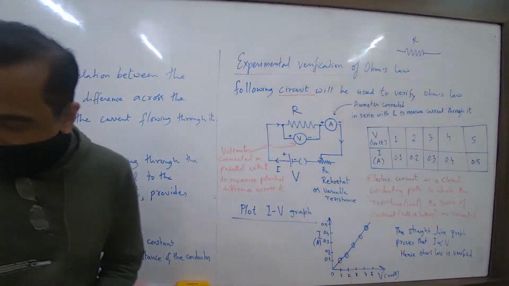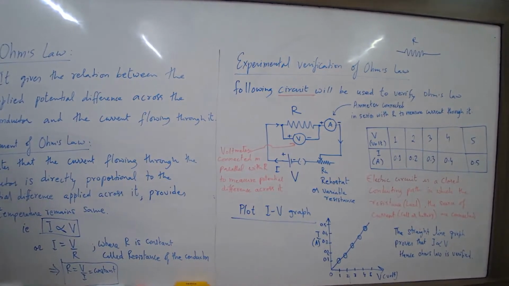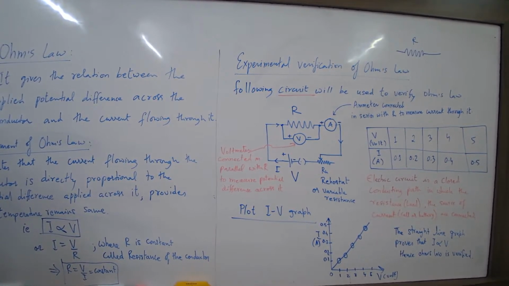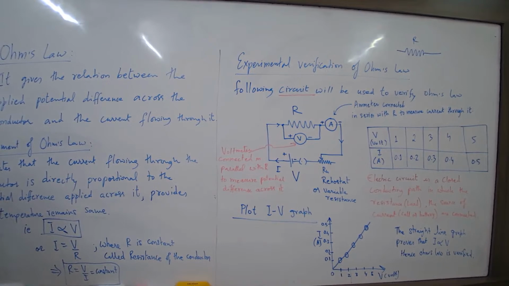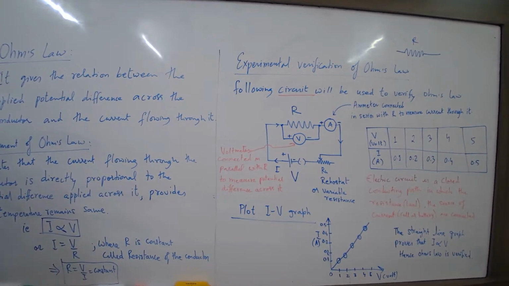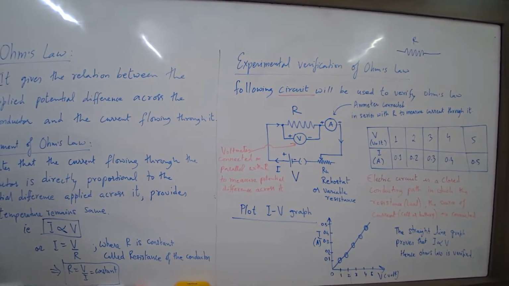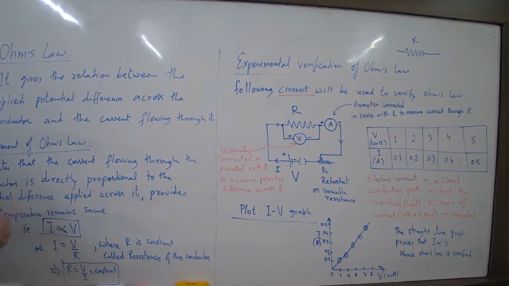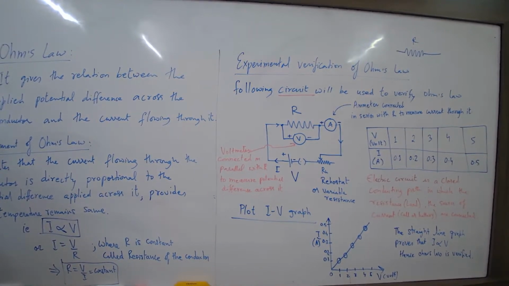Are you all with me till here? So it is experimentally verified also. Can we find the value of resistance through this graph? Yes. How? Because R is V upon I. So if we take the slope of the graph, the reciprocal of the slope will be resistance, because slope is I by V, right?